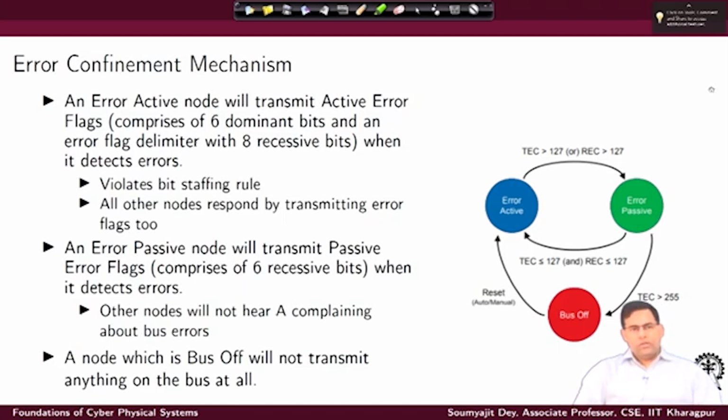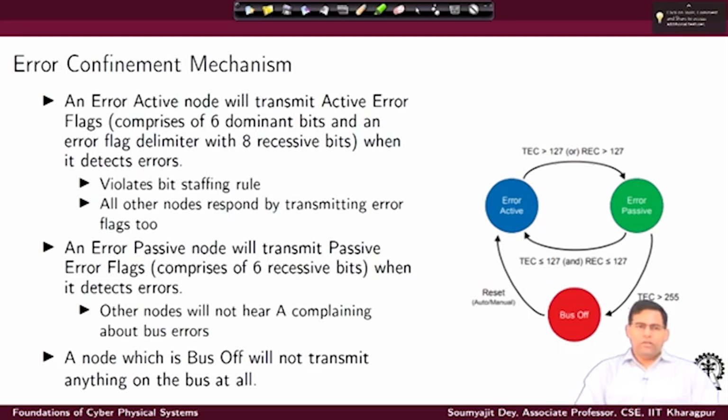So, just repeating the previous states in an elaborate way: an error active mode will transmit the active error flags. Basically, in this mode I am doing my normal transmissions, but if some errors happen, then I will transmit these error flags, which are 6 dominant bits and the error flag delimiter, which is 8 recessive bits. That's a set pattern, and this pattern represents the error flag.